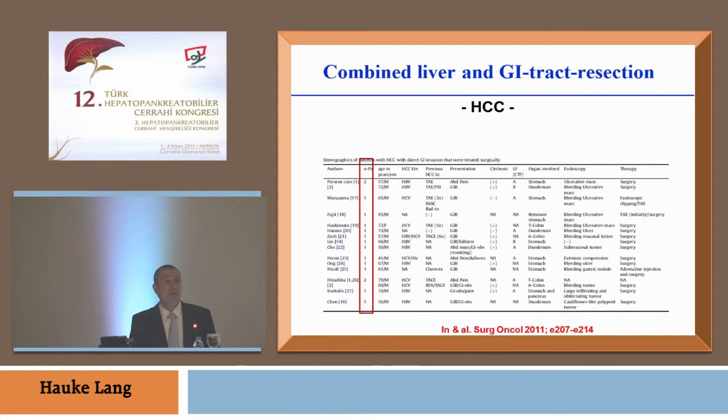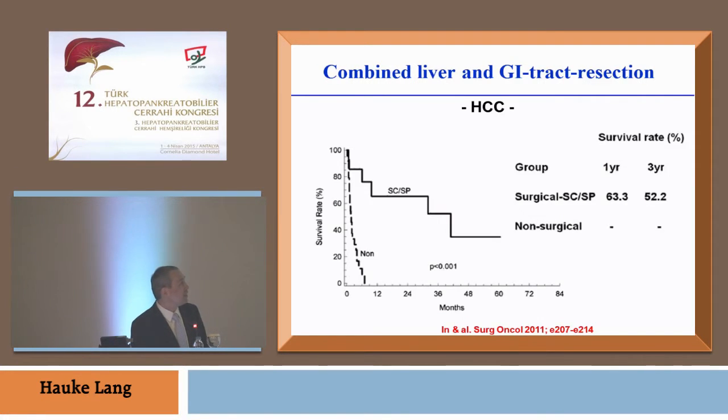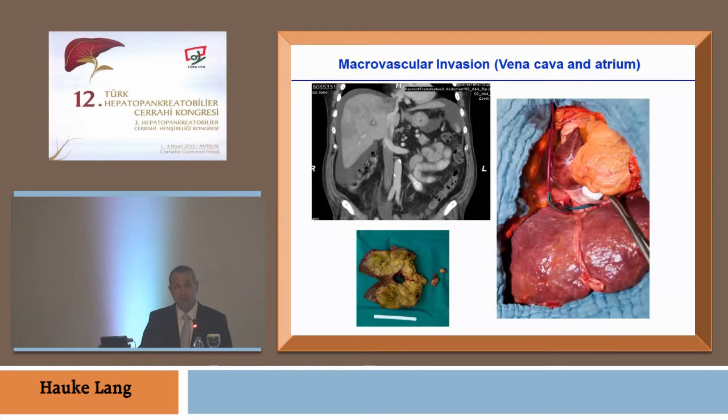On the other side, looking at hepatocellular carcinoma, if we have a combined liver resection and GI tract resection, there's hardly any data in literature, only case reports. And taking them all together, you see the patients being treated by surgery, liver resection and GI tract resection, have a better survival curve than those are not treated. But of course, this is patient selection. So we should try to resect, but we cannot say that it gives a better outcome because we don't have any good data.